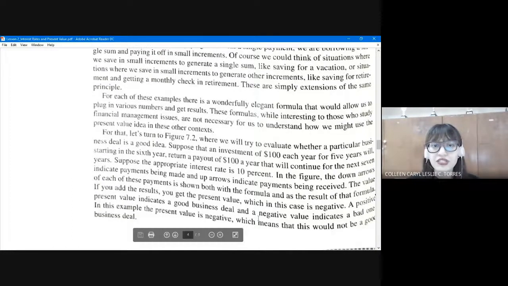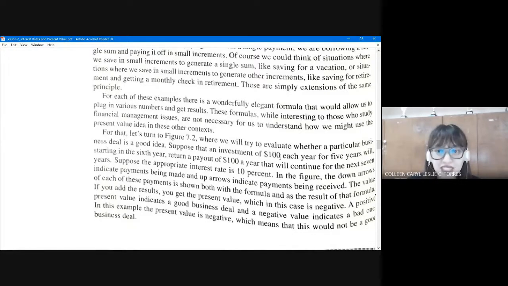So for each of these examples, there's a wonderfully elegant formula that would allow us to plug in various numbers and get results. These formulas are not necessary for us to understand how we might use the present value idea in these other contexts. So for that, suppose that an investment of $5,000 or 5,000 pesos each year for 5 years will, starting in the sixth year, return a payout of $100 a year. So that's an equal number in the sixth year.